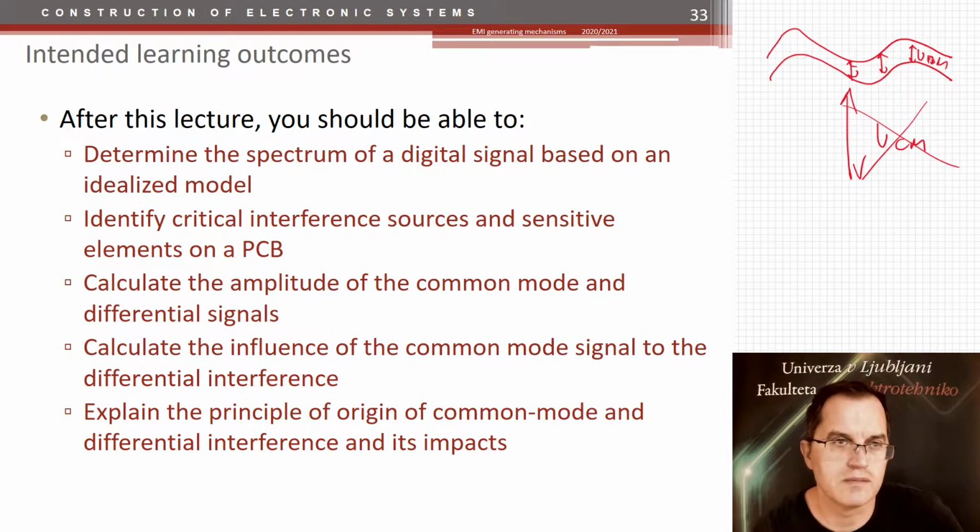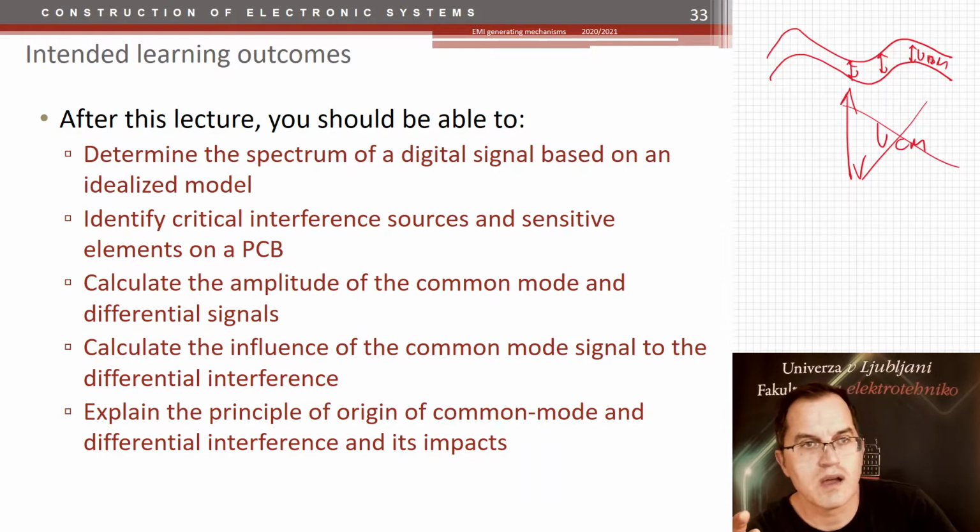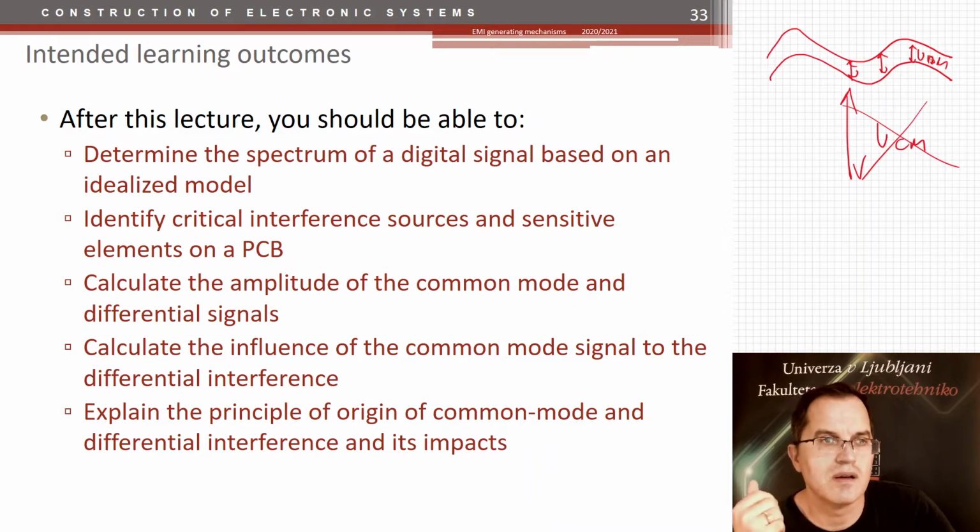If I give an example of two currents running in a line, you should calculate the influence of that common mode signal on the differential, so that you know how a common mode noise can be transferred to differential, which is then acting as a noise source. And you should explain the origins of common mode and differential noise and their impacts, how they are generated, and how you can minimize them in a proper way in reality.